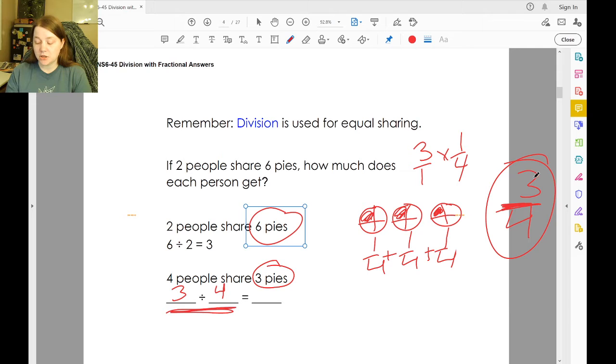This says 3 divided by 4. 3 divided by 4 equals 3/4. Simple as that.